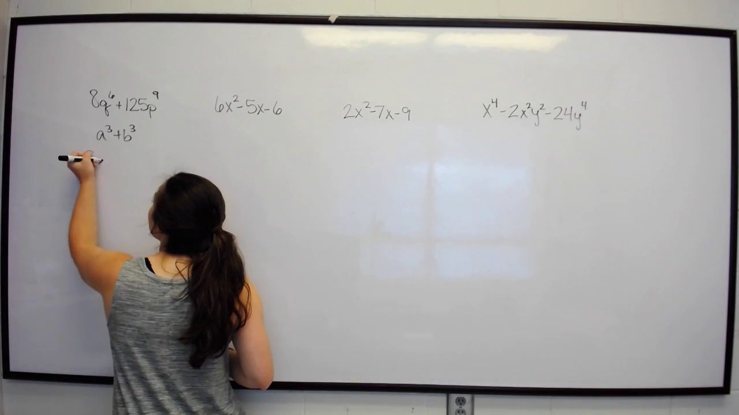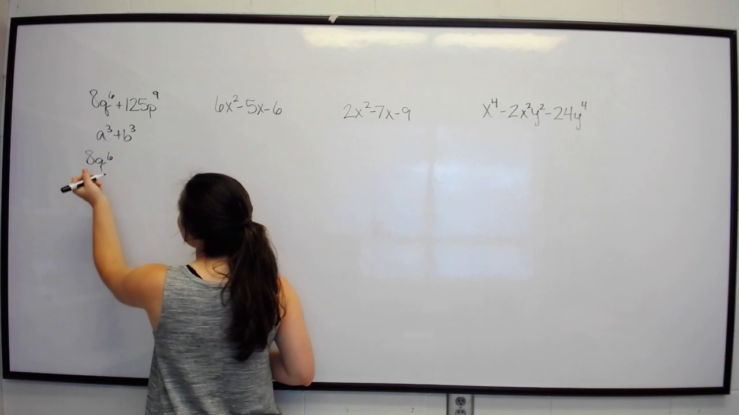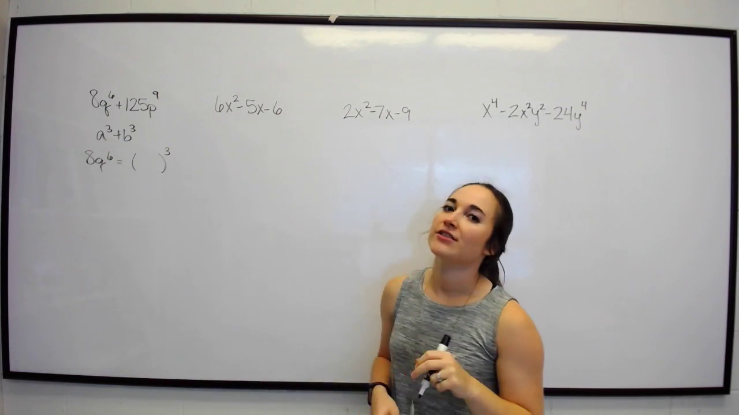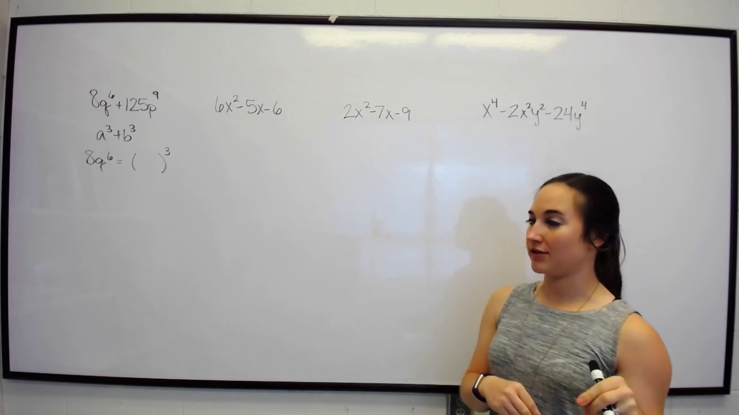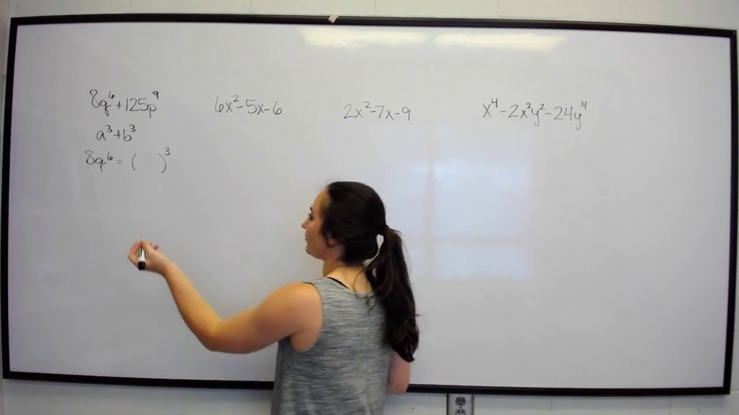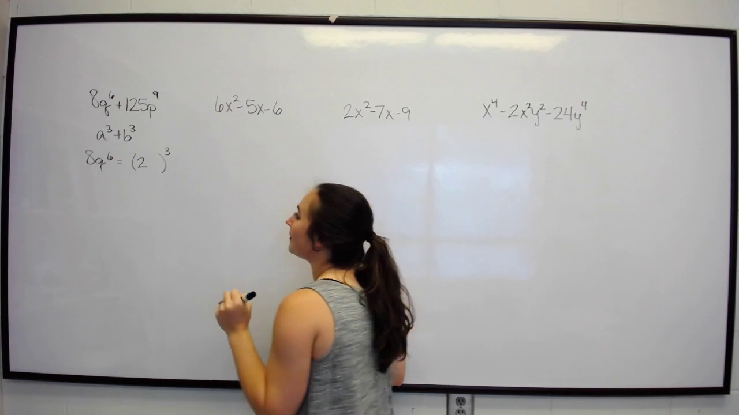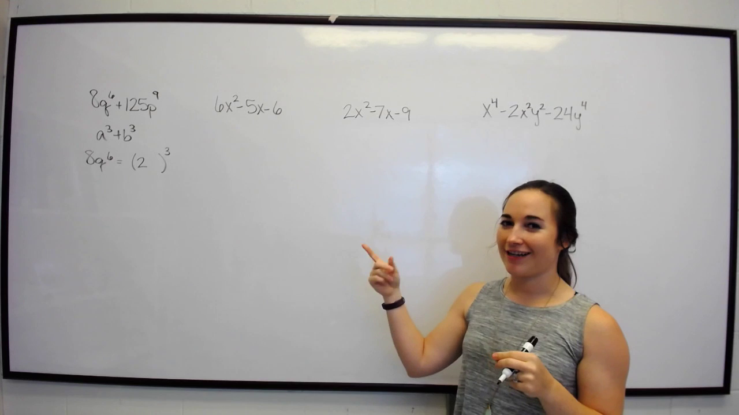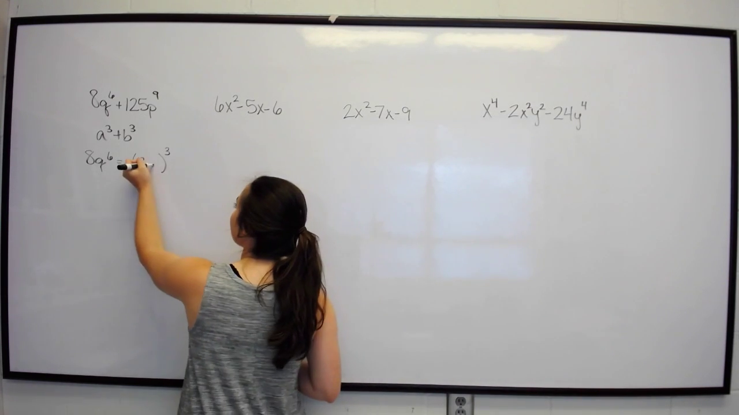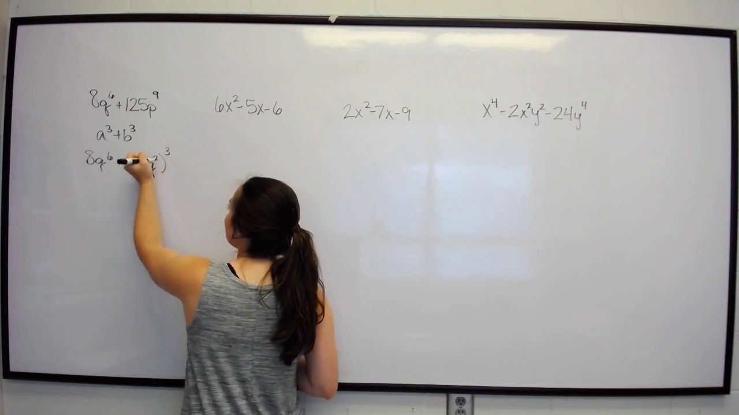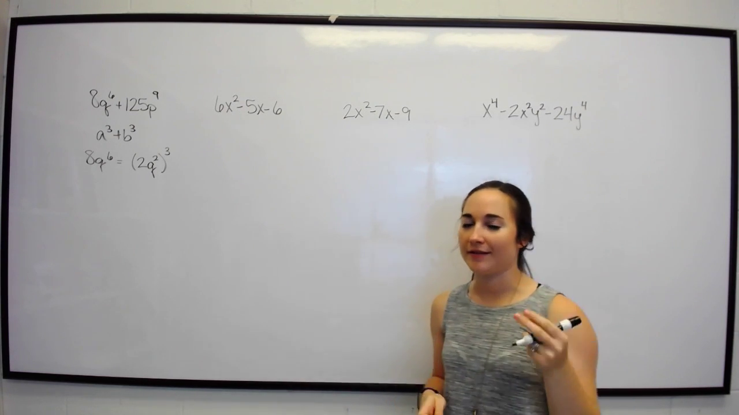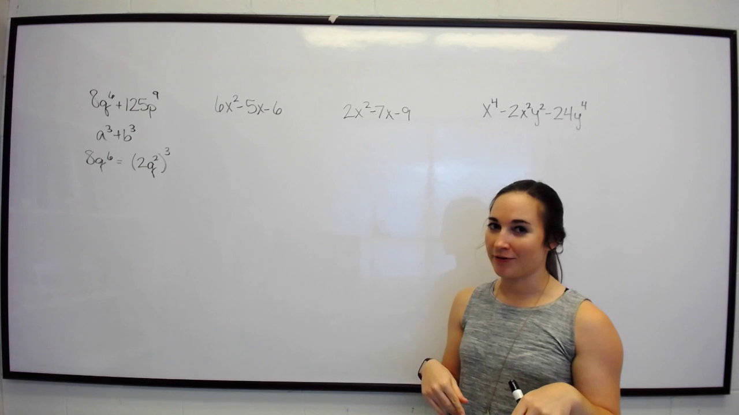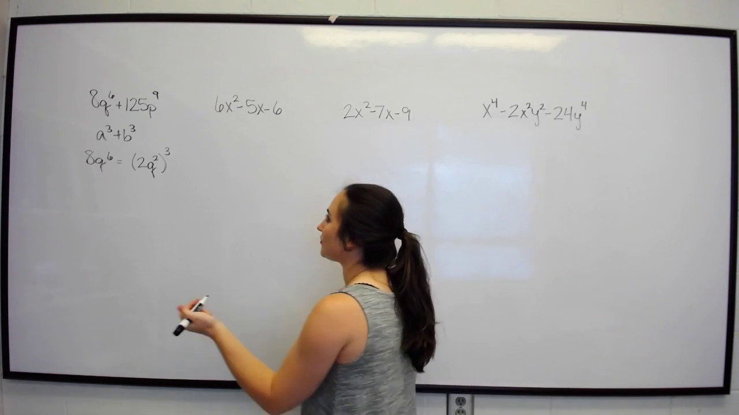So I have 8q to the 6th, and I want to rewrite that as something to the third power. So the number is always the easiest one to do. So 8 can be rewritten as 2 cubed, but the exponent is a little bit different. So what I do is I divide the exponent by 3, which is 2, and q squared cubed will be q to the 6th. So that's a little trick there.